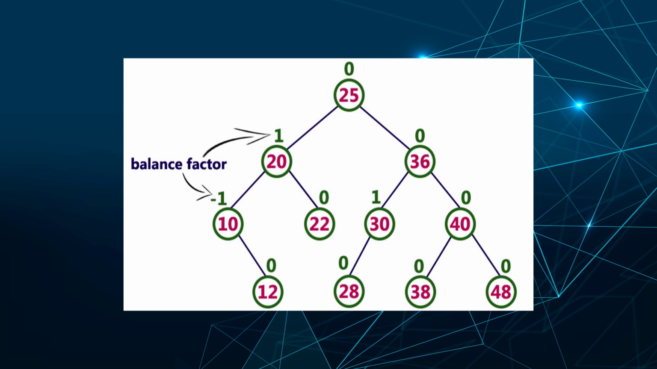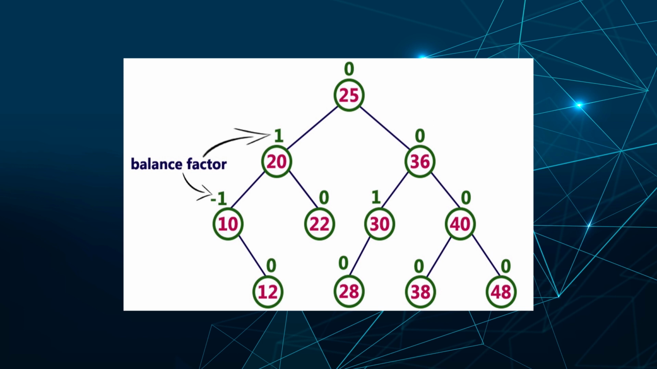So, we calculate the balancing factor of 10. The height of the left child is 0, but the height of the right child is 1. So, 0 minus 1, the balancing factor of 10 is minus 1. Another leaf node is 22. As 22 is a leaf node, the balancing factor of 22 is 0.